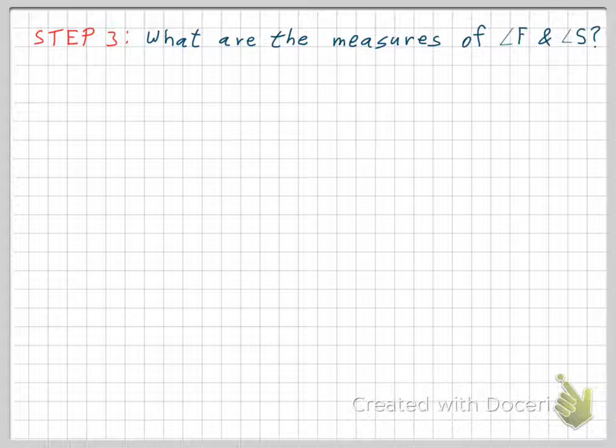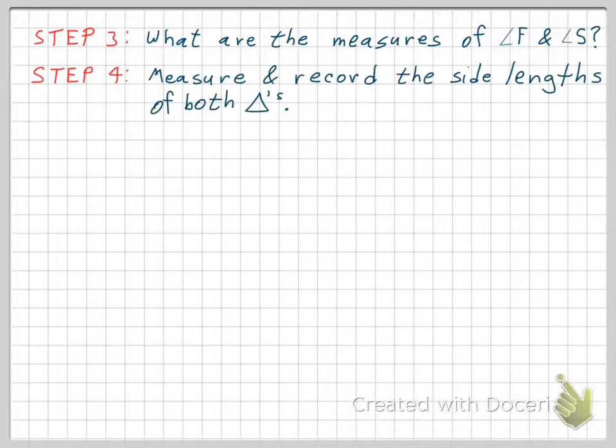In class, I would have you discover this on your own. But for now, you can just use a protractor and measure the angle F and angle S using a protractor, or you can use the triangle sum theorem, right, and go 180 minus 40 minus 50. Either way, you should get that both angle F and angle S are 90 degrees. And then I'd like you to measure and record the side lengths of both triangles.